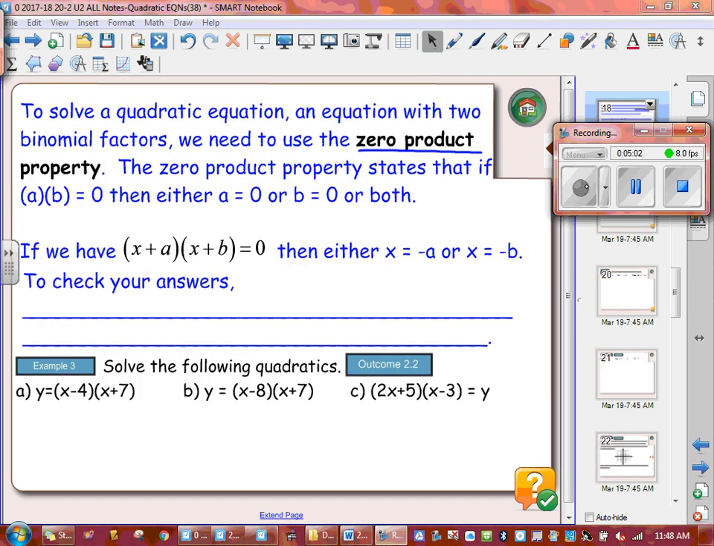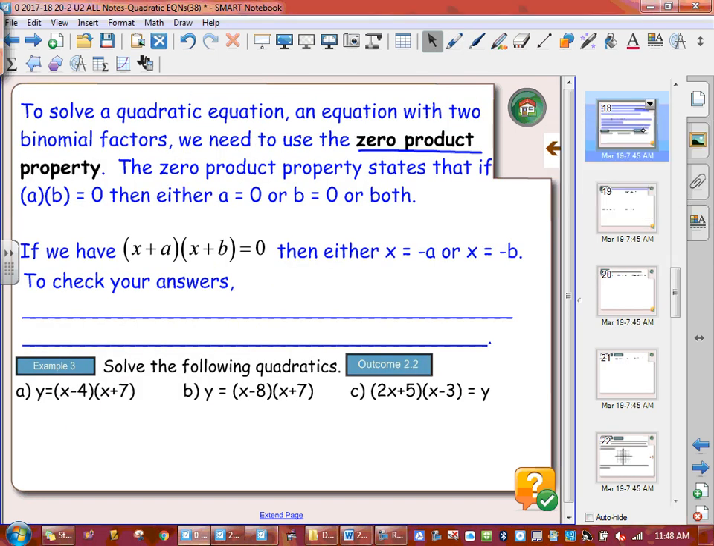Okay, so when we're talking about solving quadratic equations, the equation with two binomial factors, those two brackets, we need to use what's called the zero product property. So we make each one equal to 0. So either one of them equals 0 or both of them equal 0. Because what's 0 multiplied by anything? 0. So it doesn't matter if both of them are 0, it matters if one of them is 0. But what we try to do is always make them each equal to 0, and then we literally just solve for the answer.